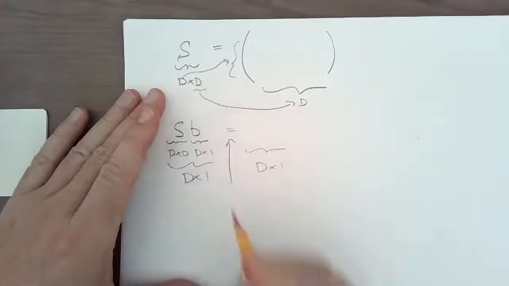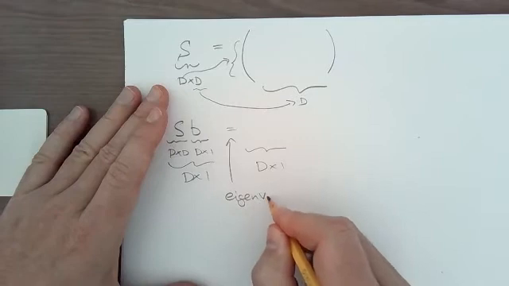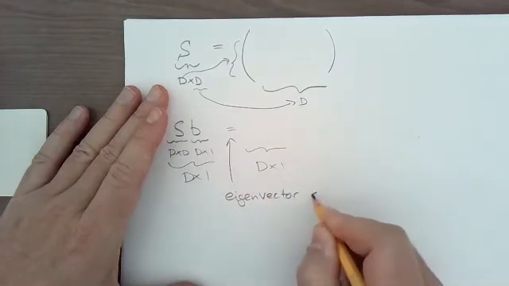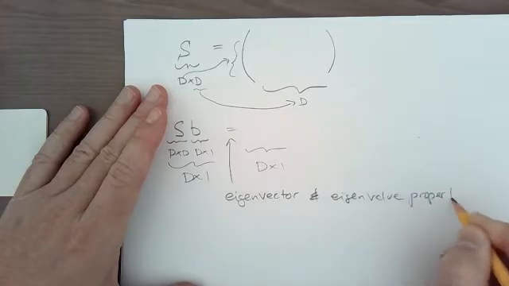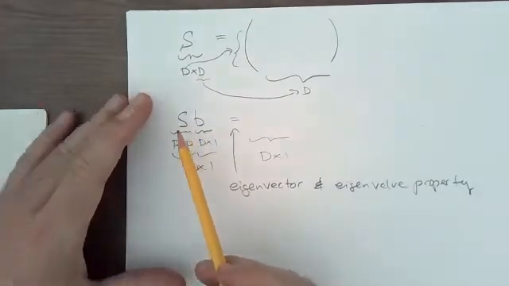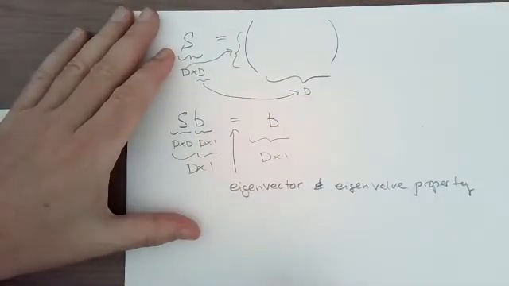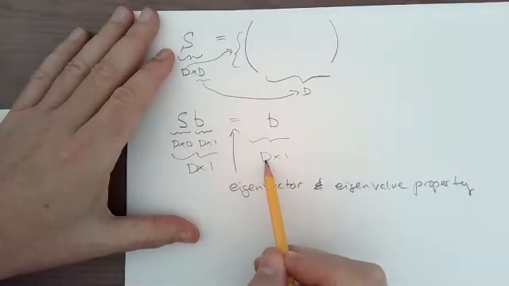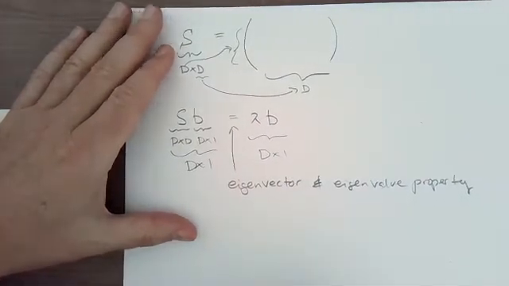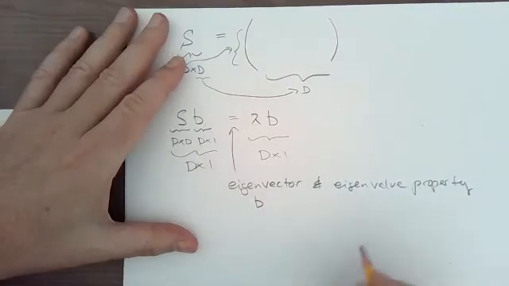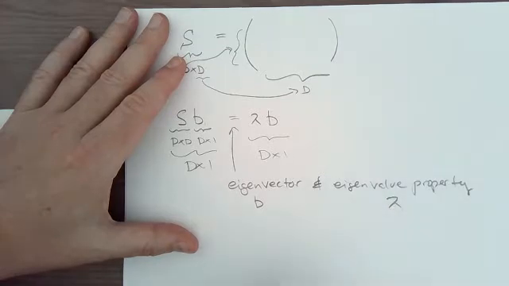And this property here is the eigenvector and eigenvalue property. That means that if I take S and apply it to B, I get B back. B indeed is a D by 1, but only up to some scalar. So this is my lambda. The eigenvector is B, and the eigenvalue is going to be my lambda.